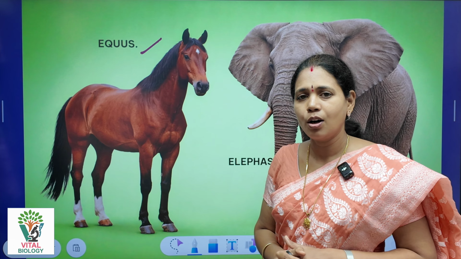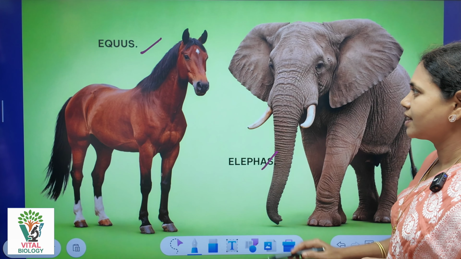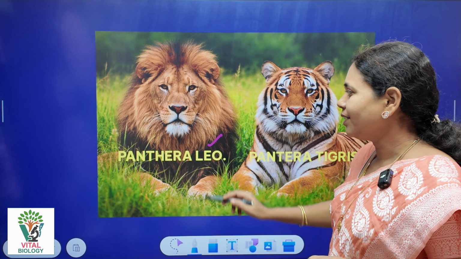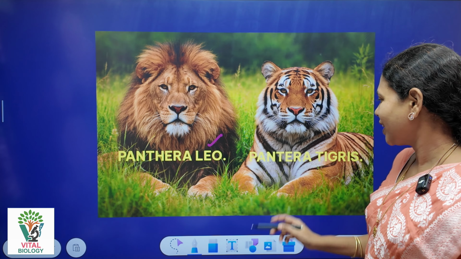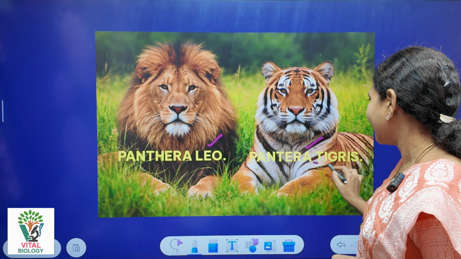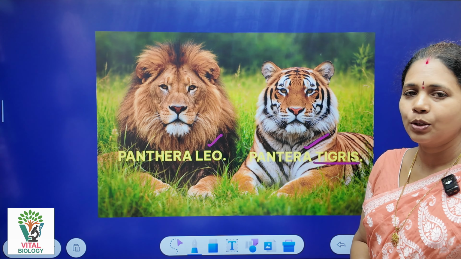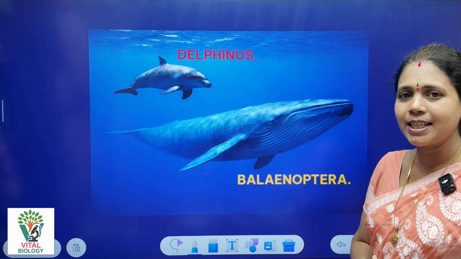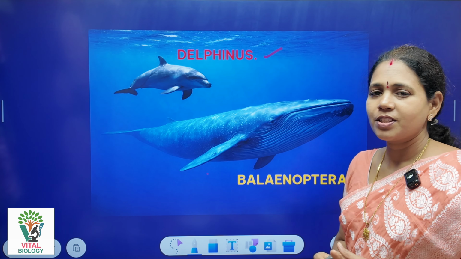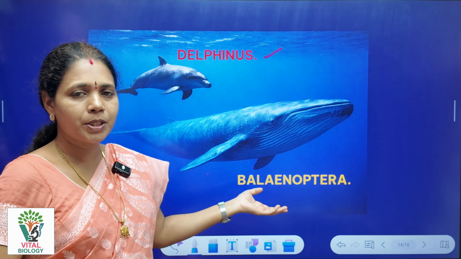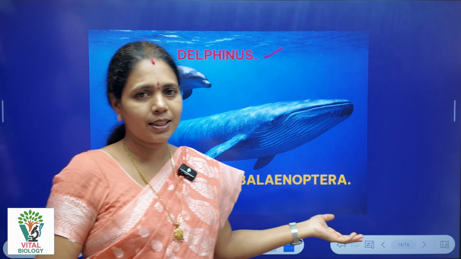Equus is the horse. And Elephas, that is elephant. Panthera leo, that is lion, whereas Panthera tigris is the tiger. Okay. The next examples are aquatic mammals. So these are the aquatic mammals. Delphinus, that is dolphin. Whereas Balaenoptera is the blue whale.